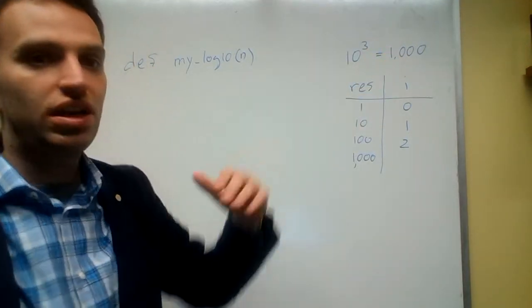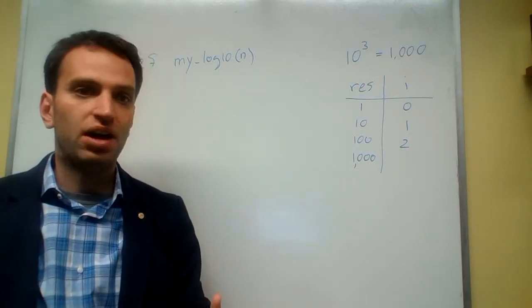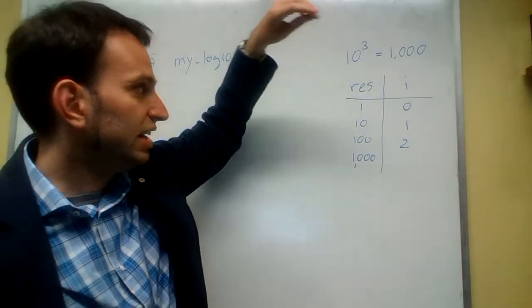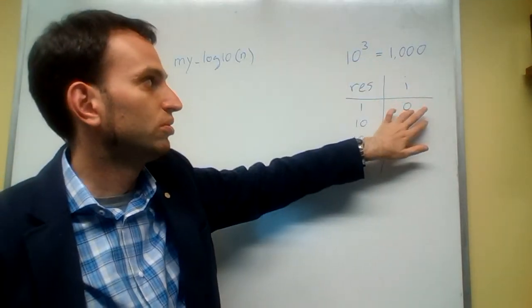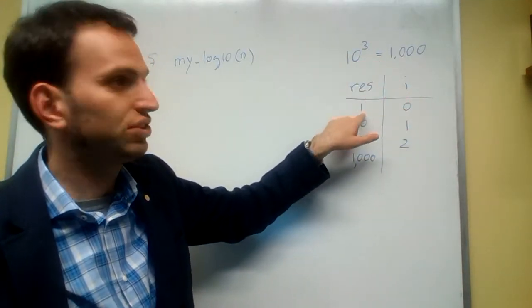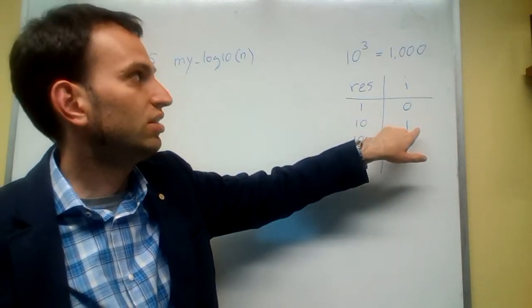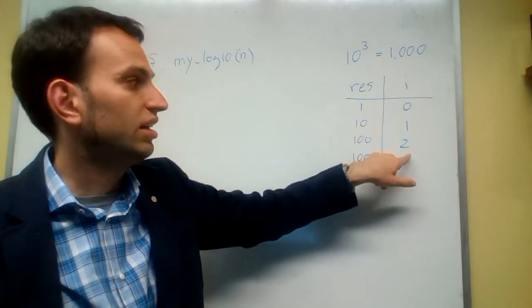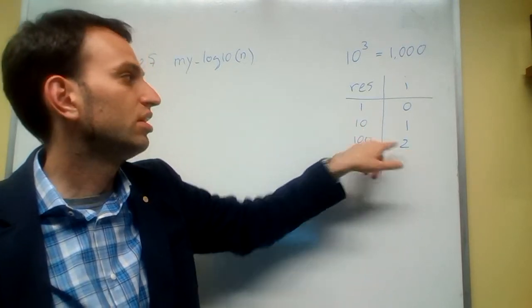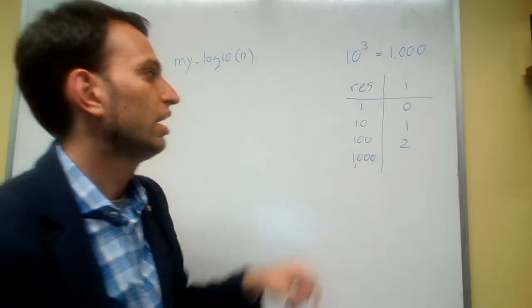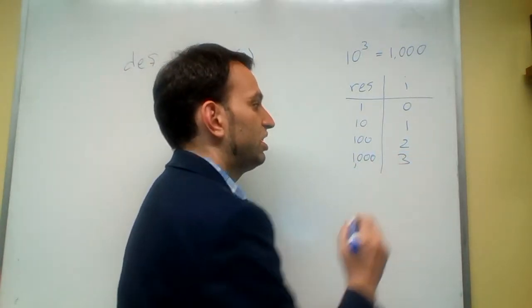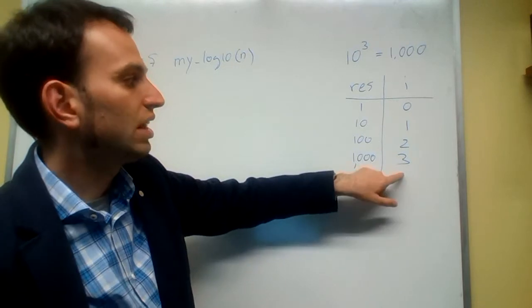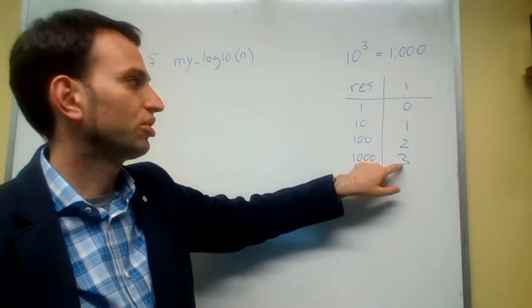So here's how I want to go about it. We're essentially going to say, okay, so is 10 to the 0 equal to 1000? And the answer is no, it's equal to 1. Is 10 to the 1 equal to 1000? No, it's equal to 10. Is 10 to the 2 equal to 1000? No, it's equal to 100. Is 10 to the 3 equal to 1000? Well, in this case, yes, it is. So in that case, the function should return 3.